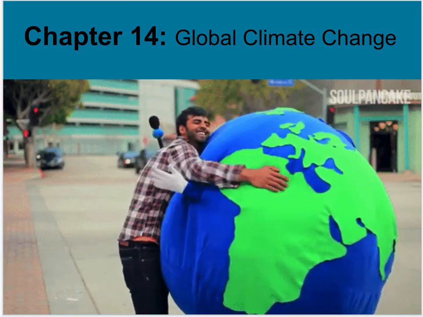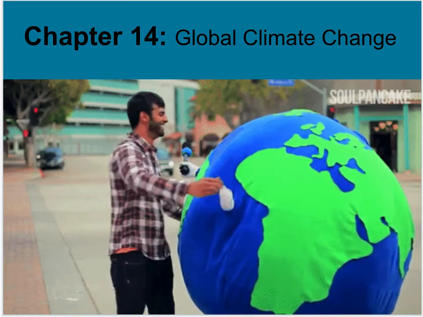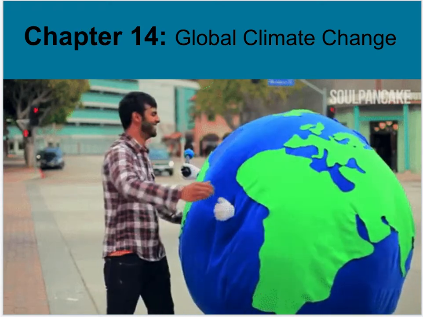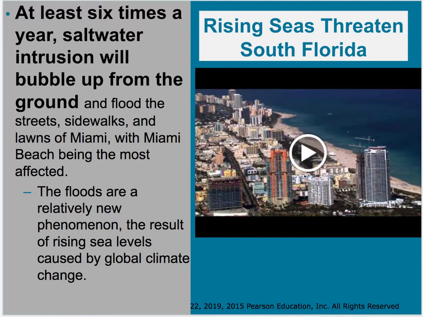So this is chapter 14 on global climate change from the Essential Environment textbook. This chapter is talking about global climate change as a whole, and it starts off talking about the rising sea levels that are threatening Florida. There's a video that I have included in my PowerPoint called South Florida and Sea Level Rise from the Yale Climate Connection. It's a grouping of different news reports that explain the situation.